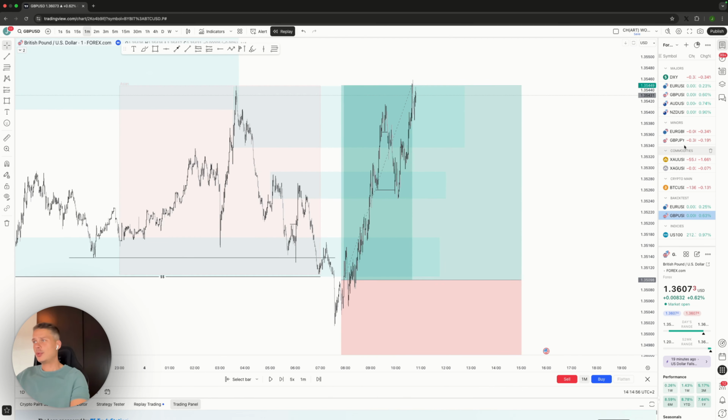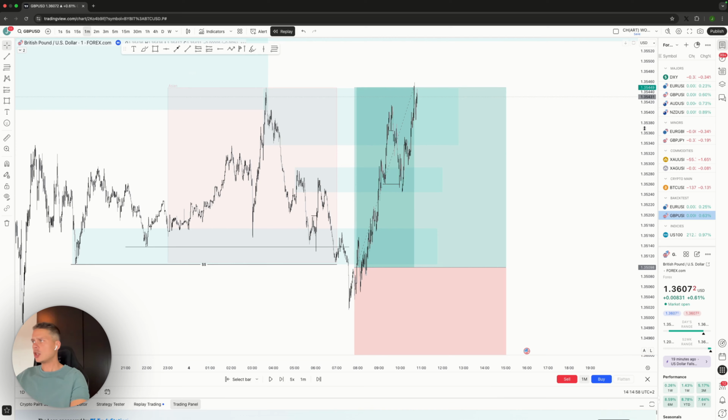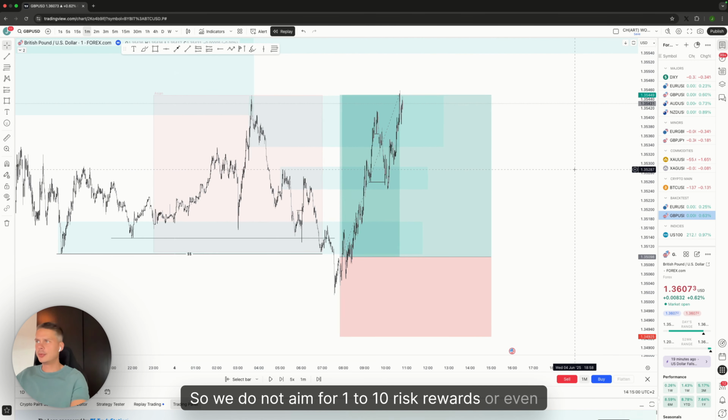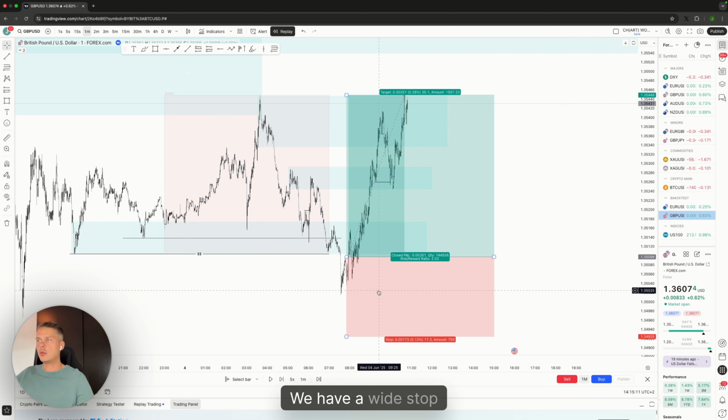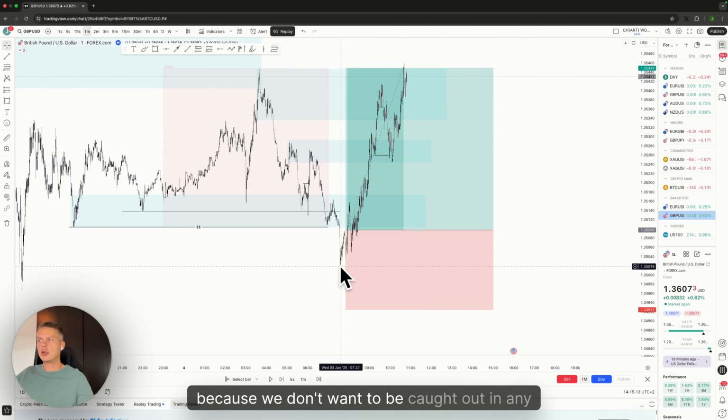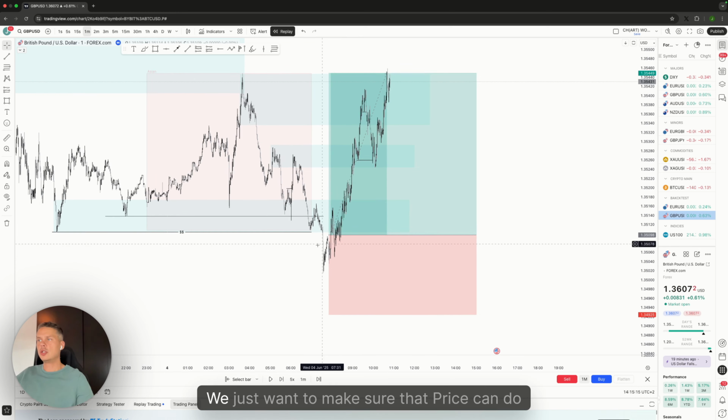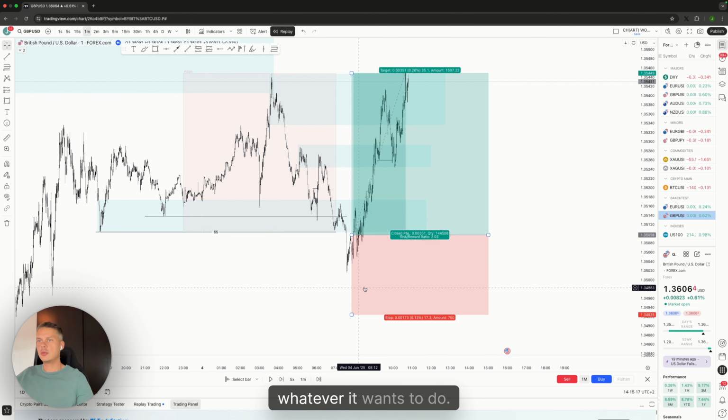And really, this is all you need to do. So we do not aim for 1 to 10 risk to rewards or even more, just an easy step-by-step system that if you understand the market, you read the market, it's very easy to enter. We have a wide stop because we don't want to be caught out in any traps down below. We just want to make sure that price can do whatever it wants to do.